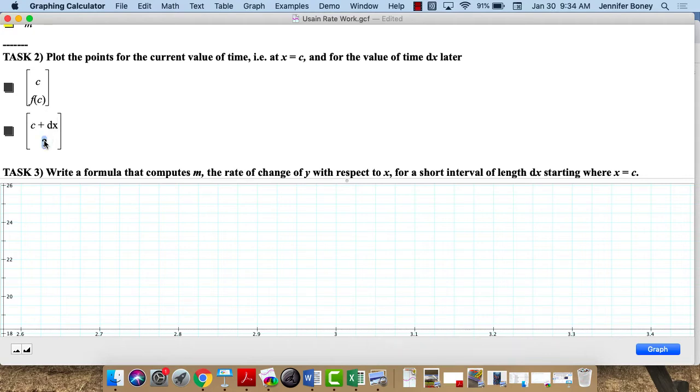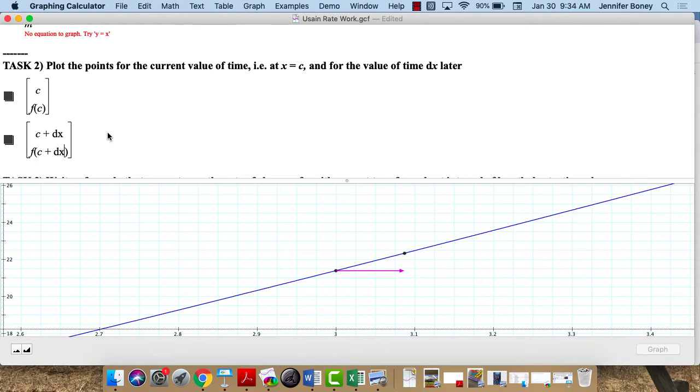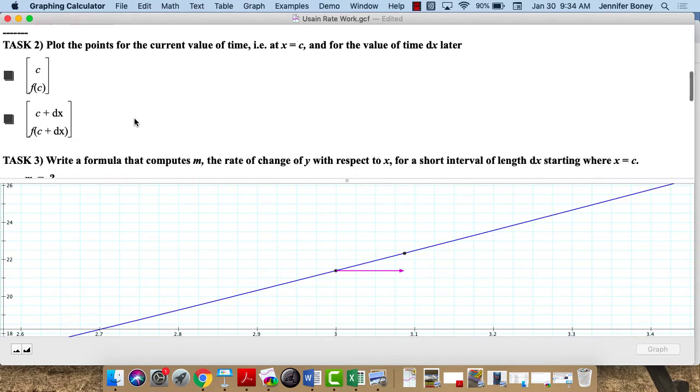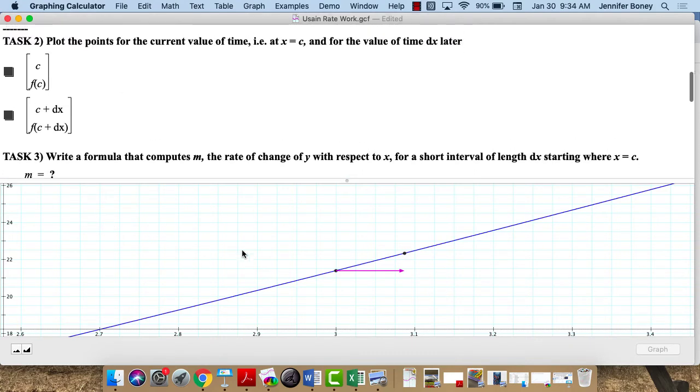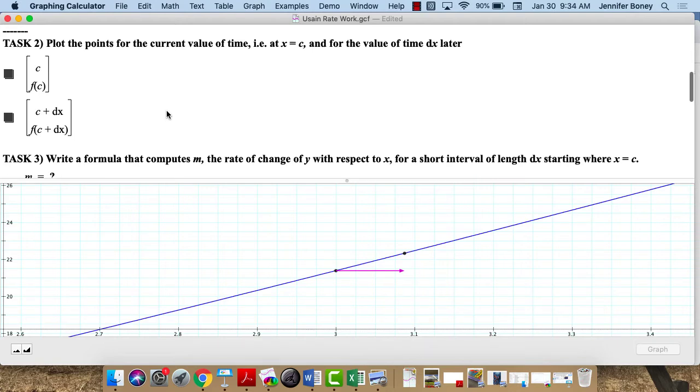And I want the corresponding y coordinate to also be a spot on the graph. So I'll have a second gray dot. If I want the y coordinate that goes with this x coordinate, it should just be f of that, right? So f of c plus dx. And if you hit enter, you should see a second gray dot. So now we have a graph that looks like, this is starting to look a bit like what we had up on the presentation earlier, right?